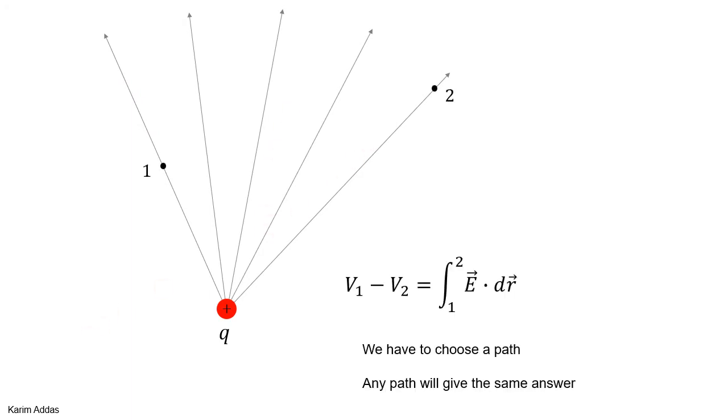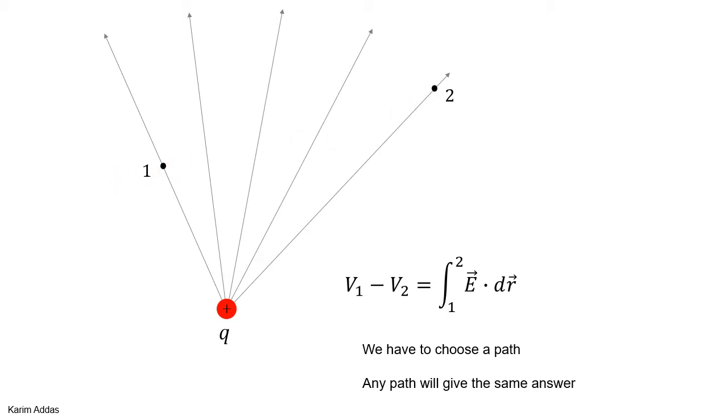We're going to make a path between 2 points. So we'll start out with the point charge, and I just put some radial lines outward like this. And we have 2 points in space, point number 1 and point number 2, that are far apart. And we know that the potential difference between the 2 points is obtained by doing this integration. You have to choose a path between the 2 points. Any path will give the same answer.